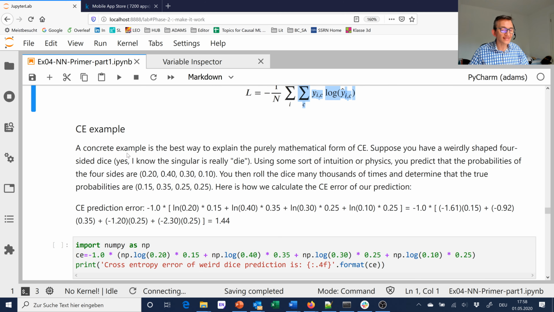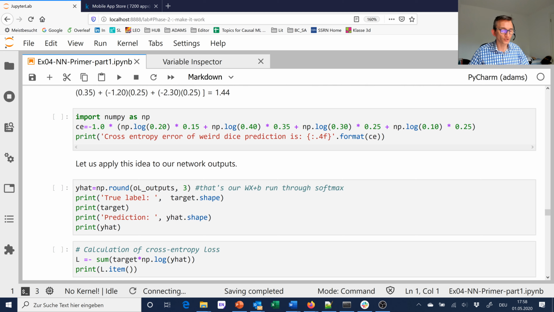I left a little example here just so that you can really walk through the computations if you wish. It's a toy example that has nothing to do with our neural network and our data. It's just showing the calculations, and you can play with these if you want to familiarize yourself with the behavior of the cross entropy loss, but only if you want.